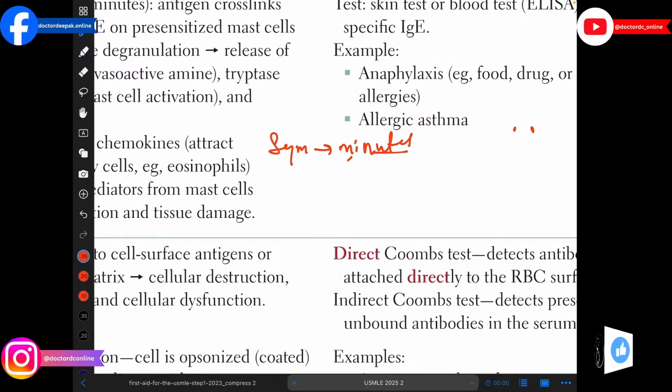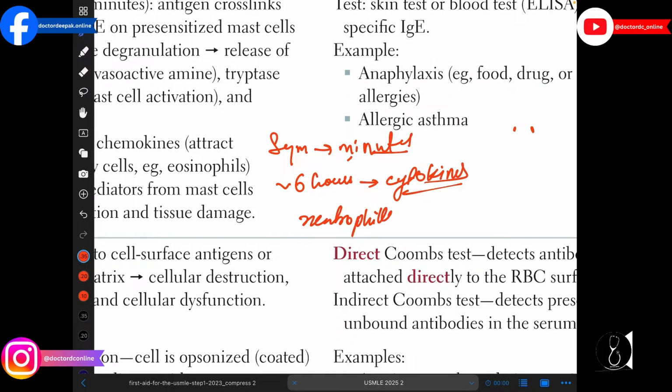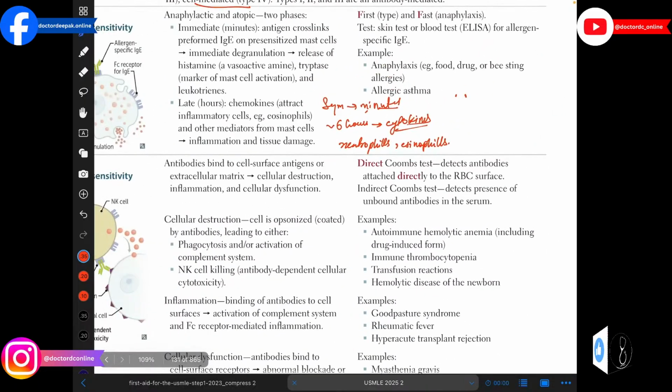And the late symptoms are about 6 hours later. It is due to the release and synthesis of cytokines. They are having an influx of inflammatory cells like neutrophils and eosinophils. And if we talk about the type 1 mediators, the most common mediator is histamine.